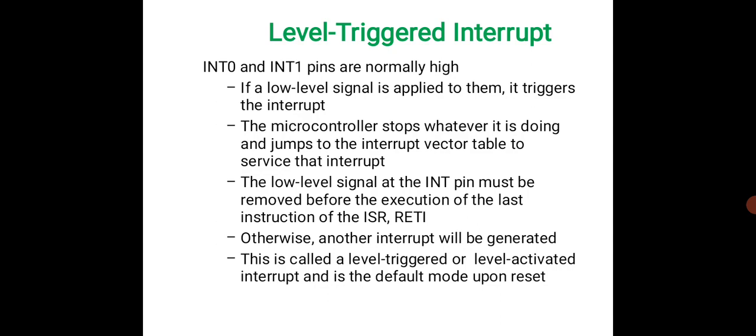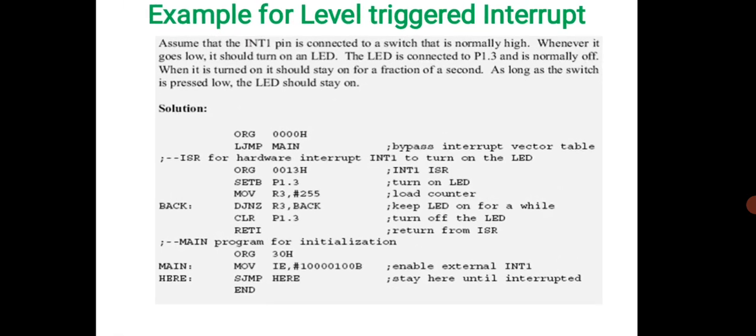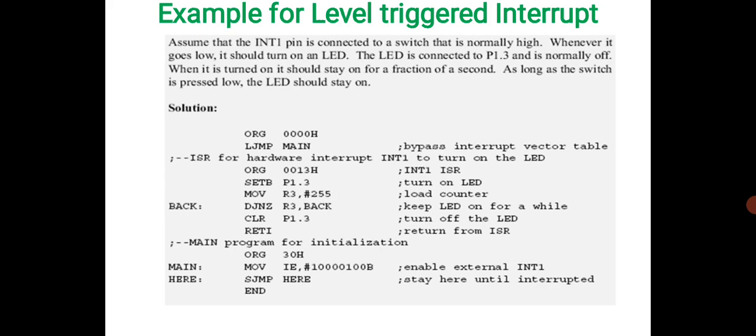This type of triggering we call level triggered or level activated interrupt, and this is the default mode upon reset. Here is an example of a level triggered interrupt. INT1, the external hardware interrupt, is connected to a switch that is normally high. Whenever it goes low, it should turn on the LED. The LED is connected to one of the port pins, say P1.3, and it is normally off. As long as the switch is pressed, the LED will stay on.